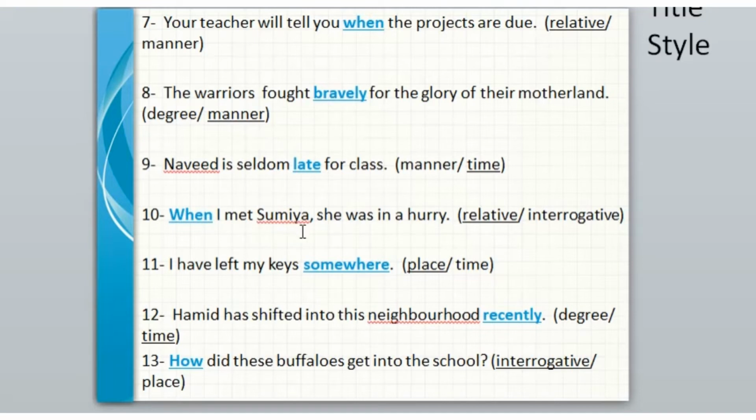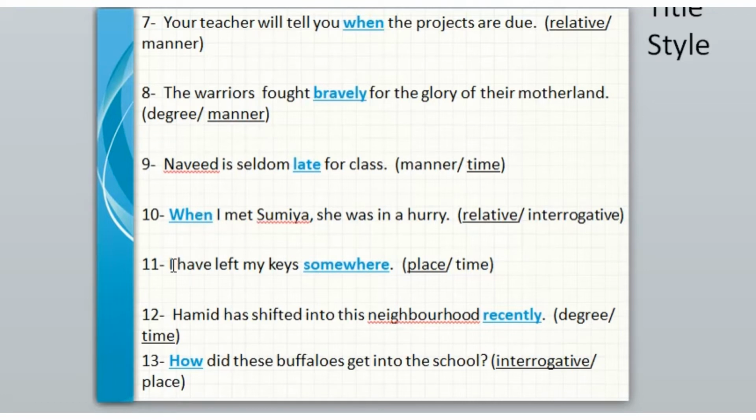Okay. Number 10. When I met Sumaya, she was in a hurry. You see students, is it interrogative? Is it asking some question? Do you see question mark here? No, this is just to remind, to point out at some event. So underline when here, and what kind of adverb this one is? Yes, your guess is right. This is adverb, relative adverb. Okay, put a tick on top of relative and underline when.